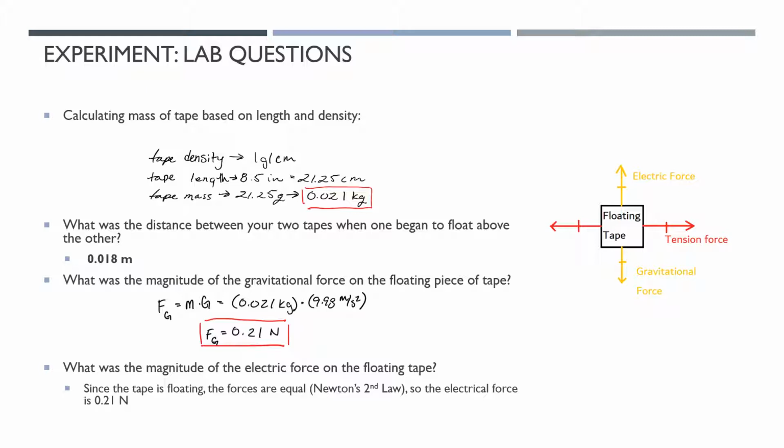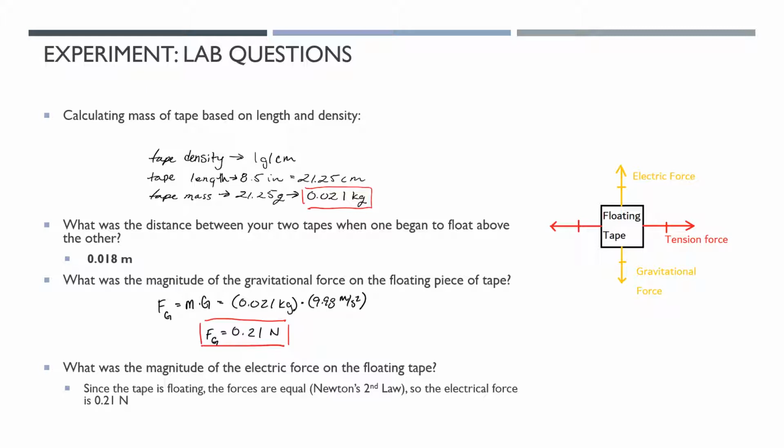Now, conceptually, we were able to use this force of gravity to find the magnitude of the electric force on the floating tape. Since the tape is floating, all forces are equal, since its acceleration is zero and it's not moving. So the electrical force is 0.21 newtons also. This can be seen in the force diagram on the right.